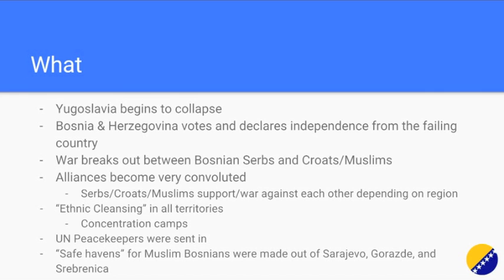There was an ethnic cleansing in all territories. And so these territories were all over Bosnia, but the ethnic cleansing was not only from the Serbians onto the Muslims, because we will be talking about that mainly, but it is important to remember that the Muslims also retaliated, as did the Croats. So UN peacekeepers were sent in 1992, and safe havens were created by the UN for Muslim Bosnians, and they consisted of Sarajevo, Gorazde, and Srebrenica, as well as their surrounding areas.